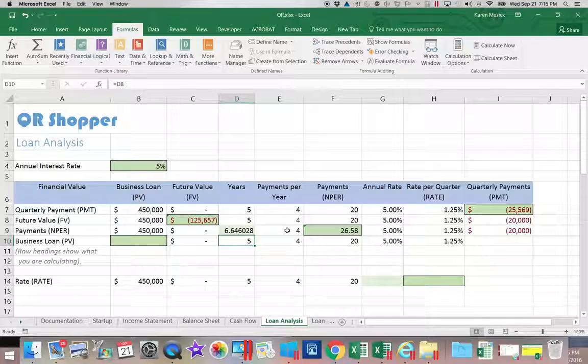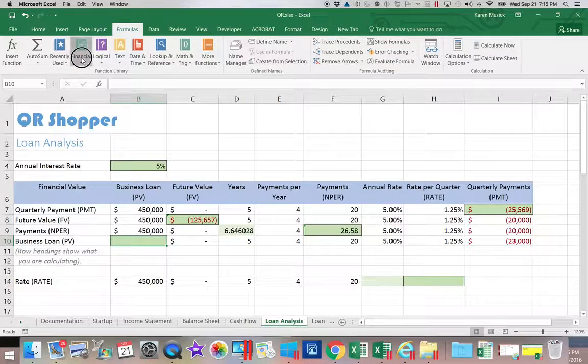All right, so let's say they said, we really don't want to have the loan for that long. So we're going to up the payment a little bit. We're going to try to come up with $23,000 as a payment amount. So we're going to enter a new payment amount. And now they want to know how much could they borrow and have it paid off in the 5 years at those terms. So we're going to start out in B10.